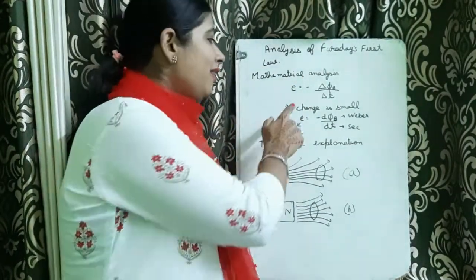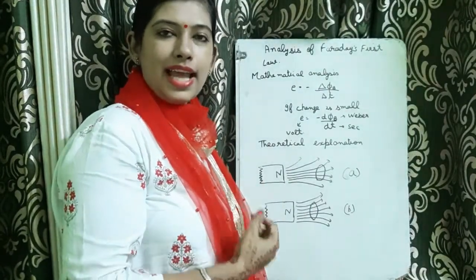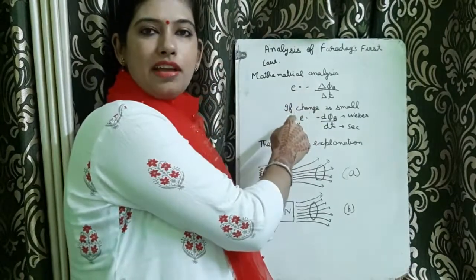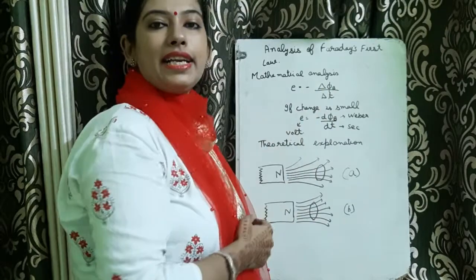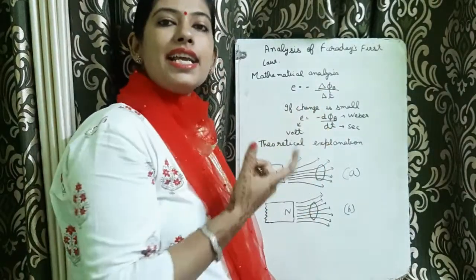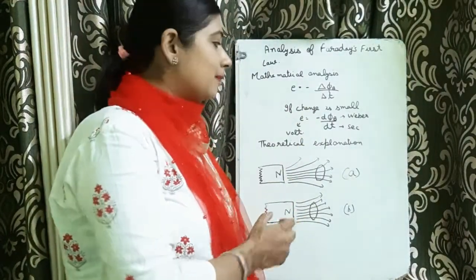In this, if small e is the induced EMF in the circuit, then the value of e is equal to minus, that is negative, of delta phi B upon delta t, where delta phi B is the change in the magnetic flux and delta t is the time interval in which that change takes place.